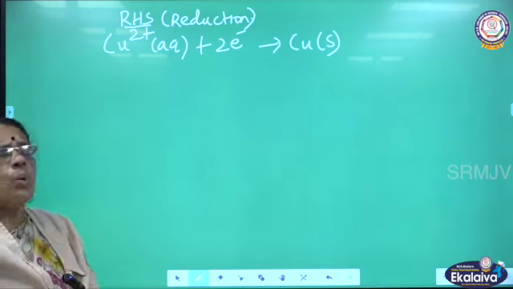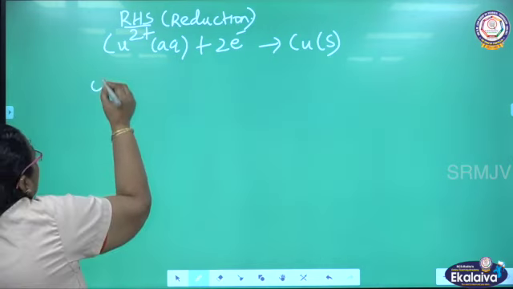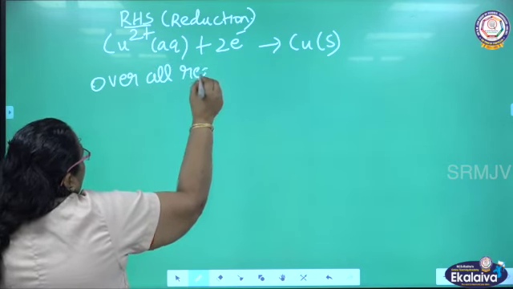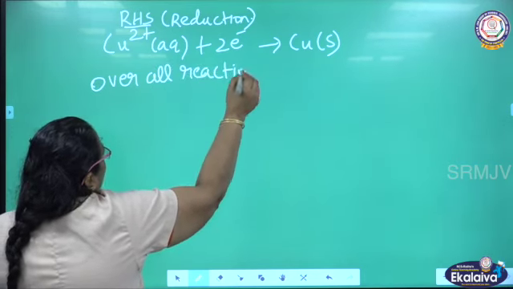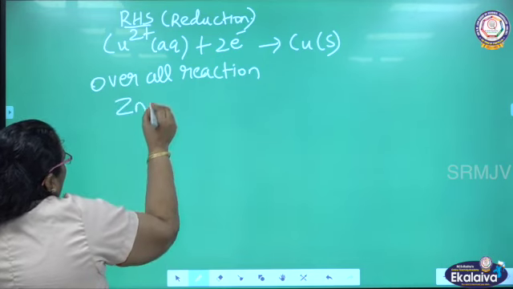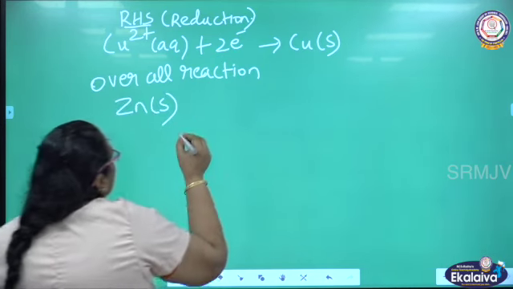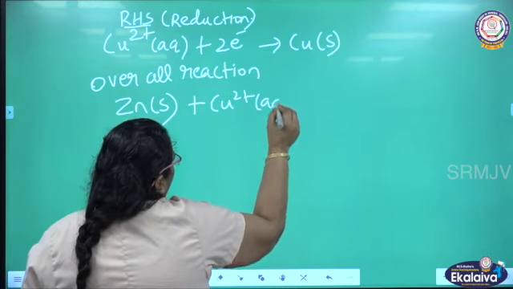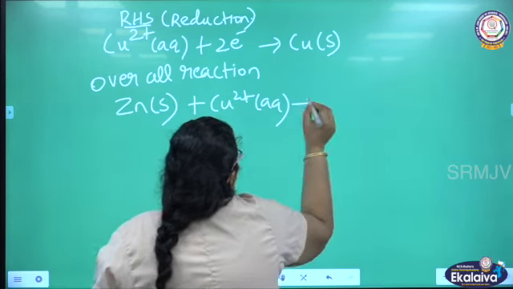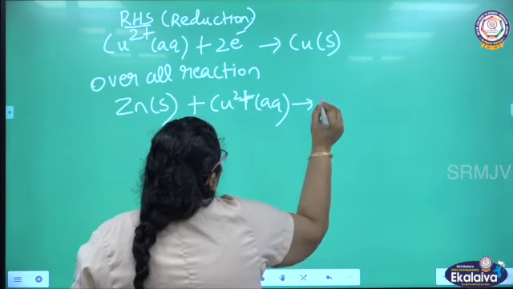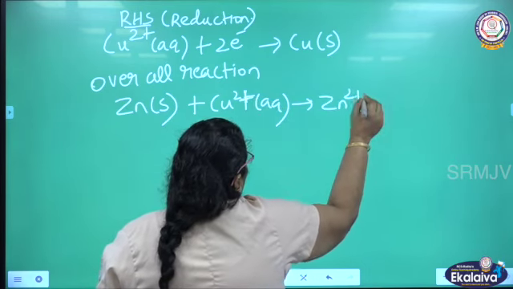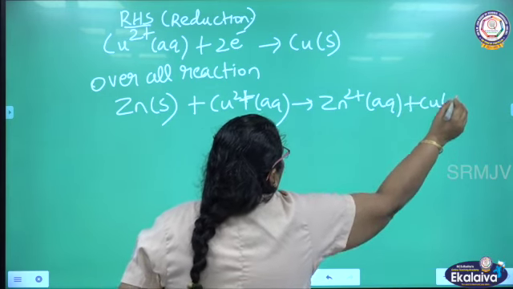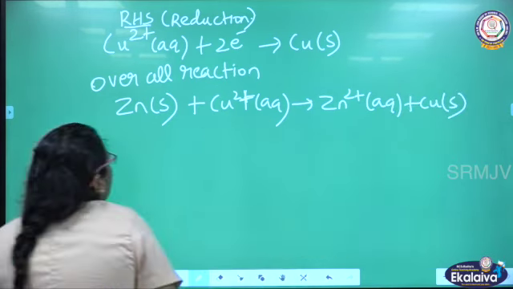Let us see the overall reaction. So the overall reaction is: zinc solid plus copper 2 plus aqueous gives zinc 2 plus aqueous plus copper solid. So this is the overall reaction that is taking place in the Daniell cell.